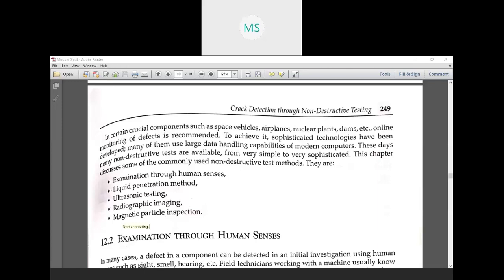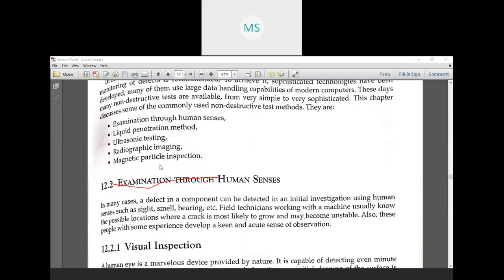So, in this, we are going to study about the examinations through the human senses. Second, liquid penetration method, ultrasonic testing, radiography imaging, and the magnetic particle inspection. Okay, so let us see first the very first way of detecting the crack, that is examination through the human senses. Okay, how we are going to utilize our senses to detect the crack on any particular given surface.